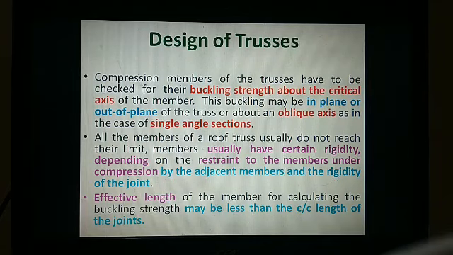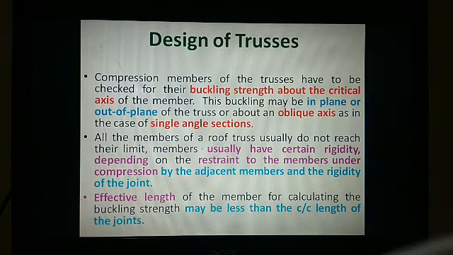Right, now coming to the design of the trusses. Here the compression members of the trusses have to be checked for buckling strength about the critical axis of the member. The buckling may be in plane. See, there is a lot of theory in the design of trusses. I don't want to go into a lot of theory over here. Anyway, tomorrow I am going to solve one problem on the design of trusses.